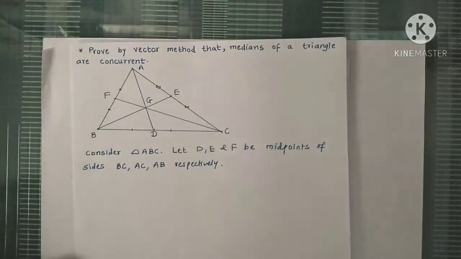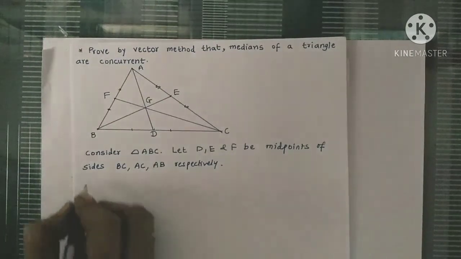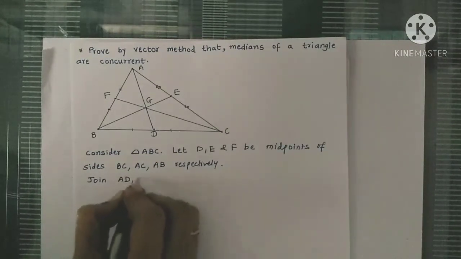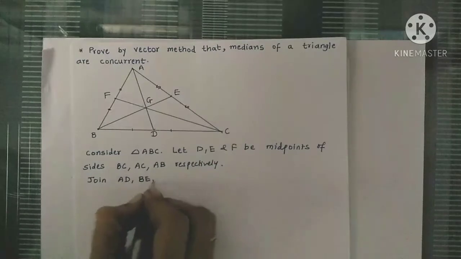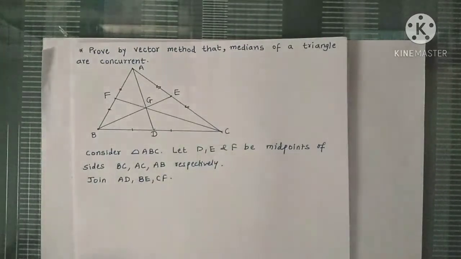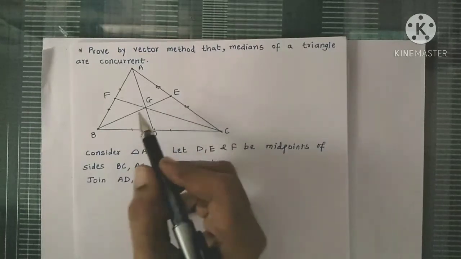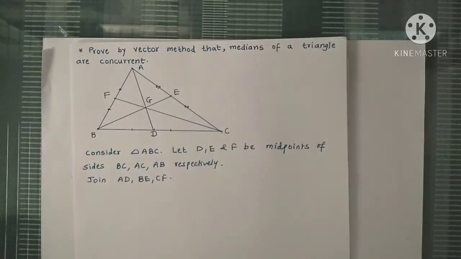Now join AD, BE and CF. Now these three are medians of the triangle, and we have to prove that these medians are concurrent. That means all the three medians pass through the same point. Here in the diagram, this point of concurrence is G, and that is centroid. So let's prove that point G lies on all the three medians.